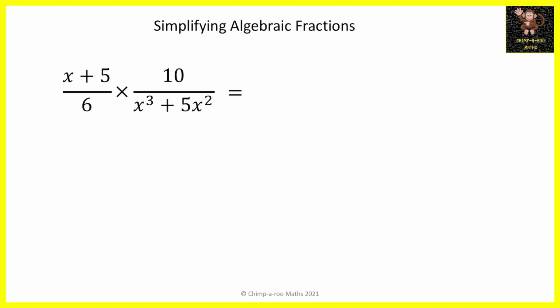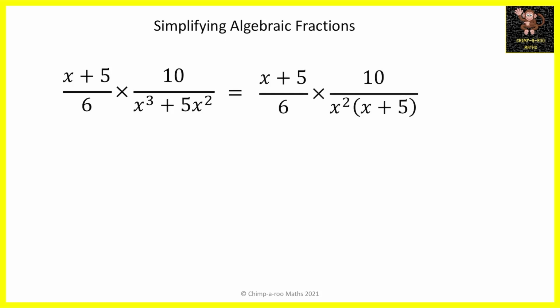In these examples where we have algebraic expressions in the top and the bottom, we sometimes find that if we factorise, it suddenly becomes a lot easier. So the only thing we can factorise is x cubed plus 5x squared. They both have a common factor of x squared. So we'll have x squared times x plus 5 on the bottom. You can now see that we have some common factors.